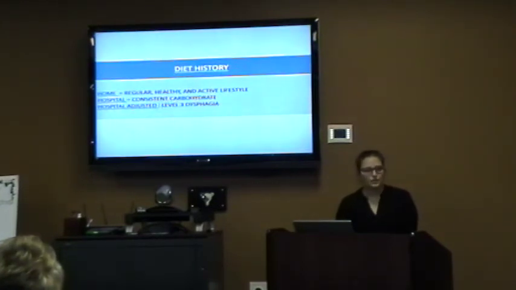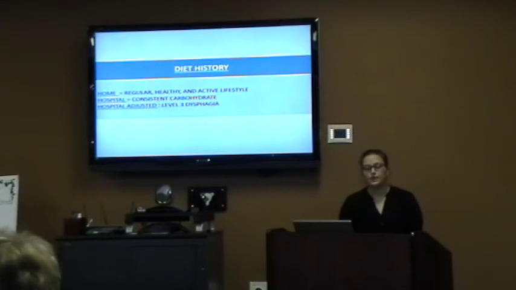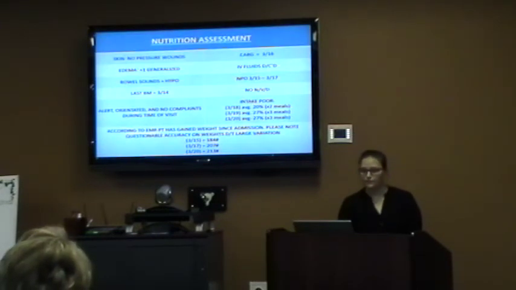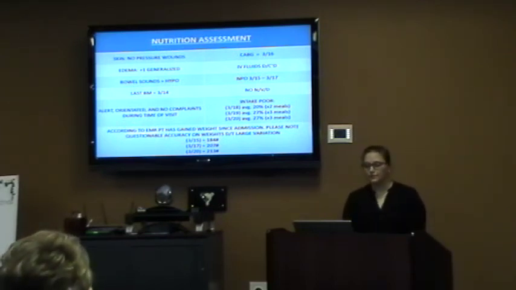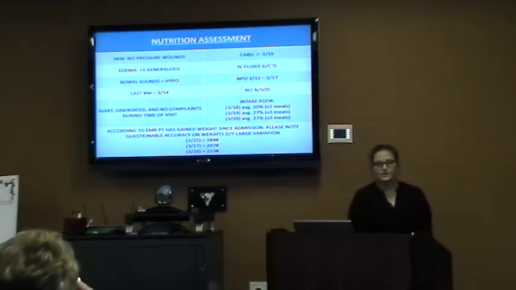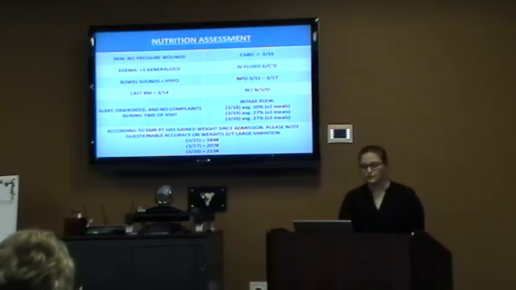For his diet history at home, he was on a regular diet and he lived a healthy and active lifestyle. At the hospital, he was placed on a consistent carbohydrate diet, and they further adjusted to level 3 dysphagia. For his nutrition assessment, he had no pressure wounds, he had +1 generalized edema, and they discontinued the fluids due to his edema. He had his CABG procedure on the 16th.